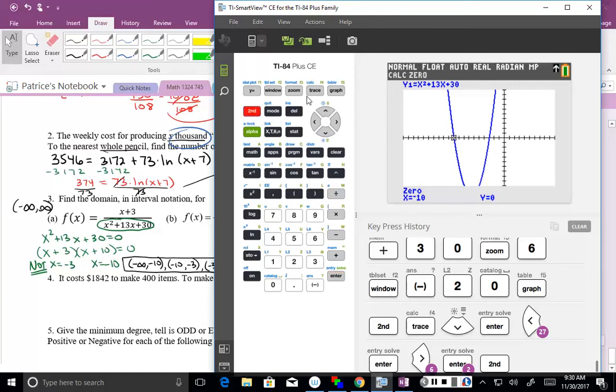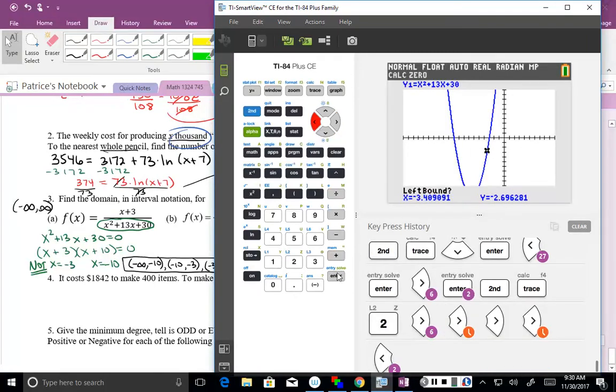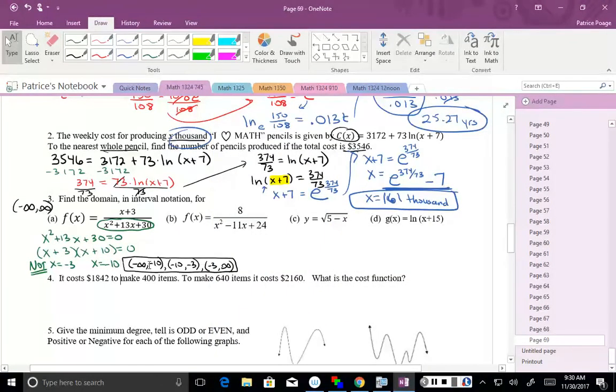I'll find the other one, second trace, number 2. I'm already on the left side, so I can hit enter at any time. I'm just getting a little closer. Oops. Left side, enter. Move it to the right side, enter, and guess. And it says negative 3. So if you can't factor, you can graph it and find them this way. We just found they're negative 10, negative 3. Those are the 2 places this quadratic equals 0. So those are the 2 numbers I would take out of there.